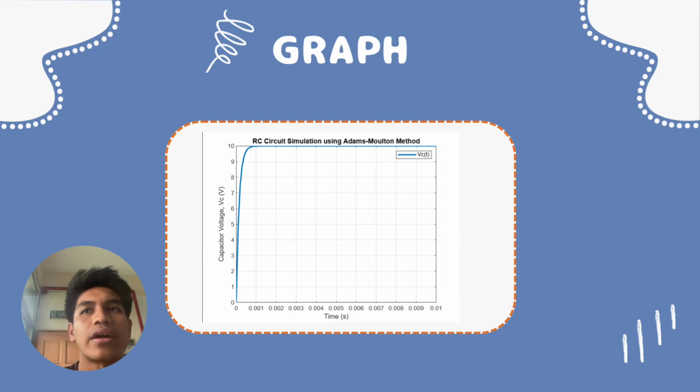10 volt. The next key point that I want to highlight is the transition phase, where the steep increase corresponds to the capacitor's charging phase. The next one is the steady state, where after t approximately 0.002 second, the capacitor is fully charged with no significant current flow. And the last one is the Adams-Moulton method, where the smooth curve indicates the method accurately models the charging process, and it is suitable for solving the exponential dynamics of the RC circuit.